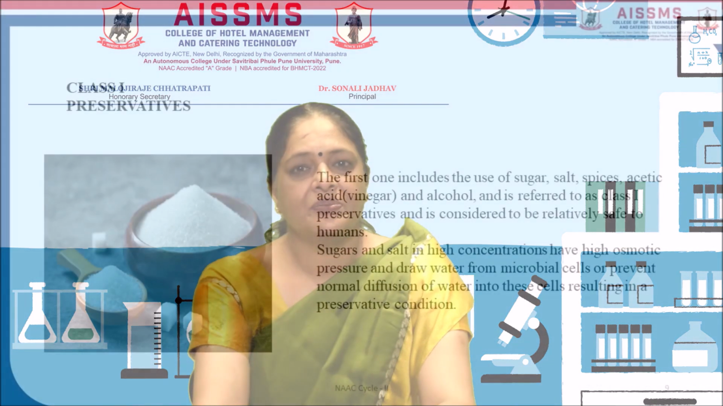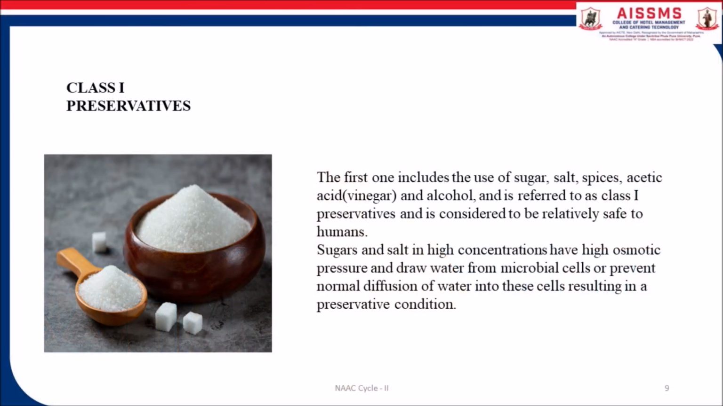Class 1 preservatives primarily target bacteria, yeast and molds, thus maintaining the freshness and the quality of the products. Examples of class 1 preservatives include benzoic acid and its salts. For example, sodium benzoate and potassium benzoate are widely used as antimicrobial agents. They are effective against yeast, molds and some bacteria, especially in acidic environments.